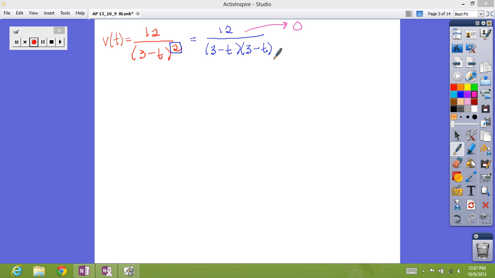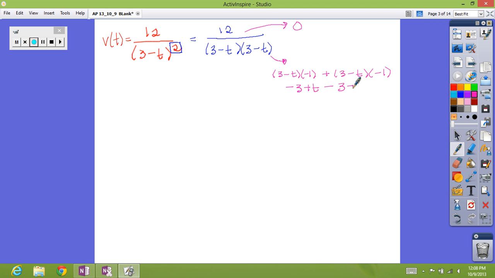So there we go. So I have decided to do quotient rule. That's the derivative of the top. The bottom's derivative I'll do by product rule. So leave the first one alone, multiply by the derivative of the second, plus leave the second one alone, multiply by the derivative of the first. I'll actually simplify this, and we get -3 plus t minus 3 plus t. You get 2t minus 6. Alright, so now I'm going to actually do my acceleration, which is the derivative of velocity.